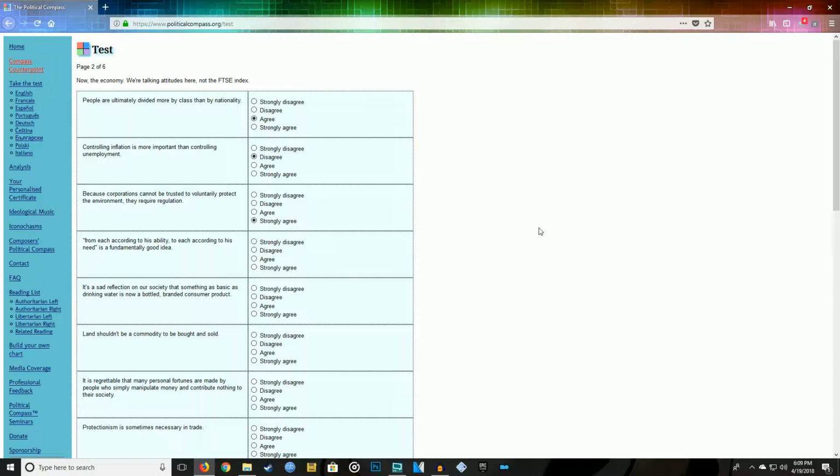From each according to his ability to each according to his need is a fundamentally good idea.